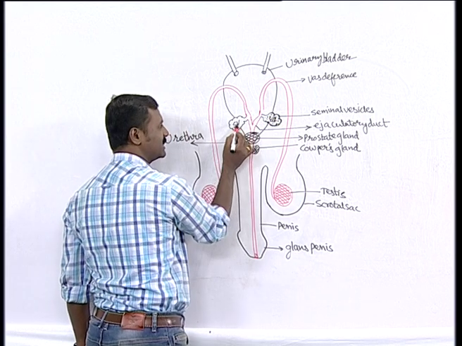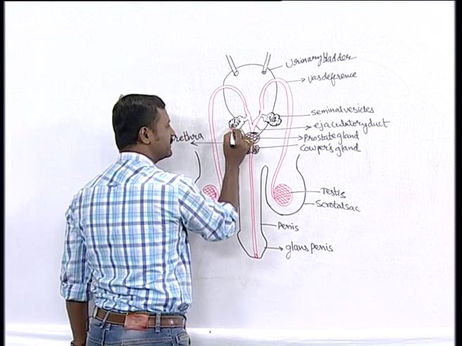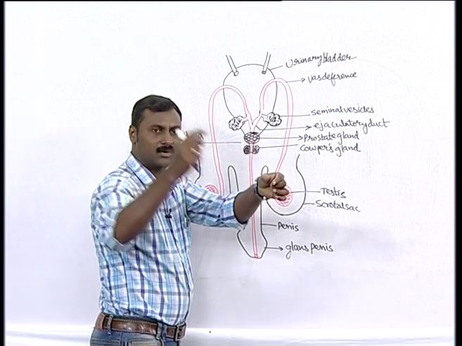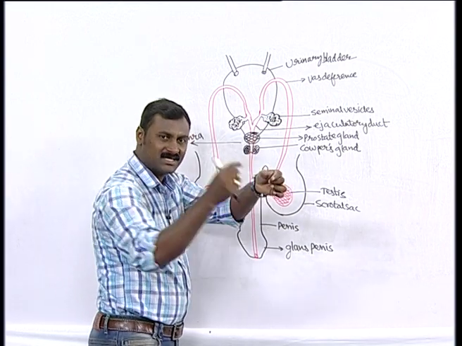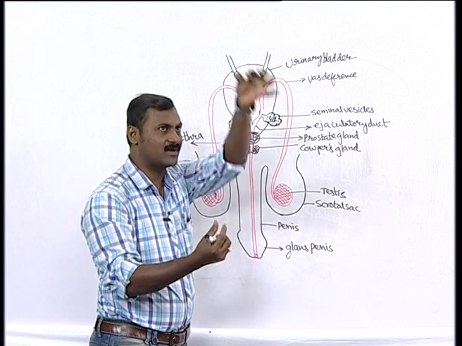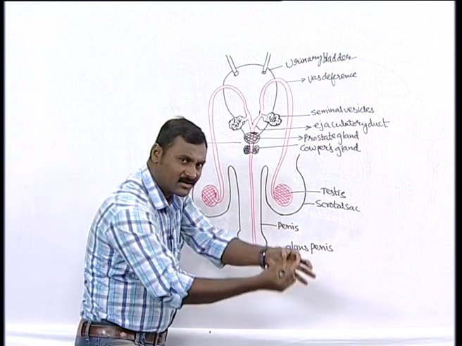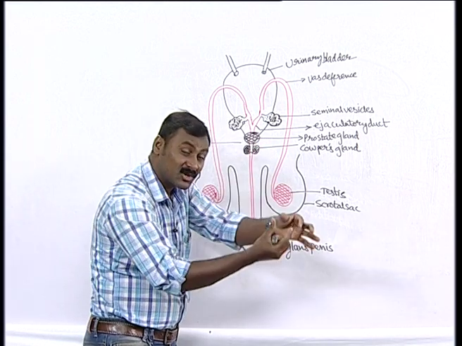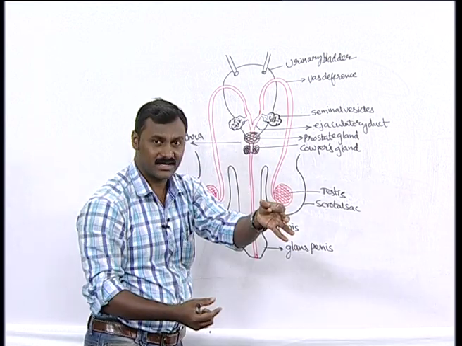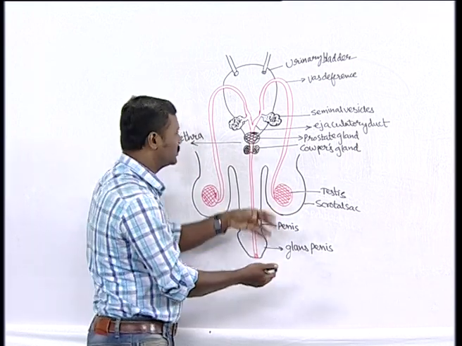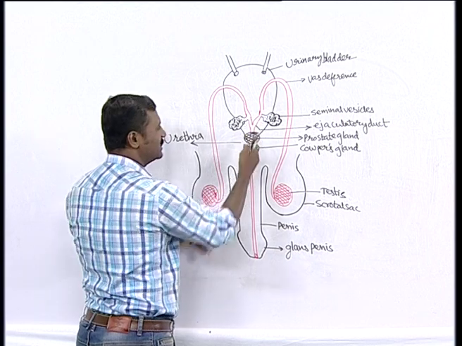You see I wrote SV here, which means seminal vesicles. So, the vasa deferentia connect with the seminal vesicle. This is the vasa deferens and this is the seminal vesicle. The vasa deferens and the duct of the seminal vesicle together form a common tube, and this common tube is called the ejaculatory duct.